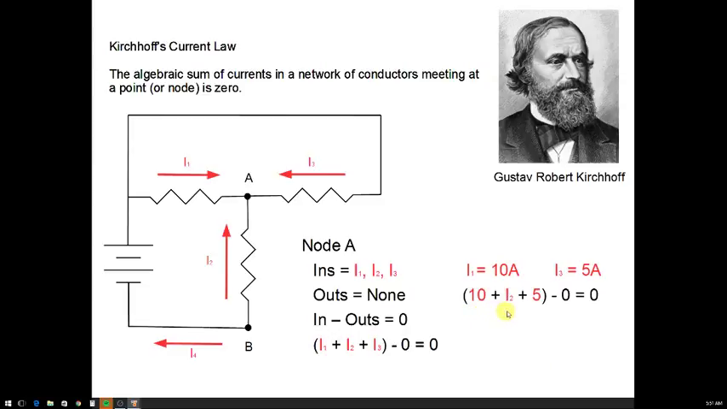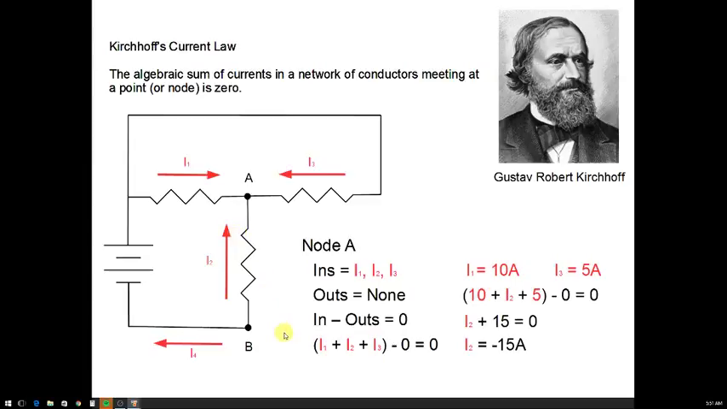So we have the 10 plus the I2 plus the 5 minus the 0, because we have 0 outs, must equal 0. So I2 plus 15, I just rearranged this. I added the 10 and the 5 to get 15, and I rearranged it so I2 plus 15 equals 0. For this to be correct, I2 can't be a positive number. It's got to be a negative number. In fact, it would be negative 15. Okay, so that tells you a little bit about this direction here. Okay, we're reading negative amperage.